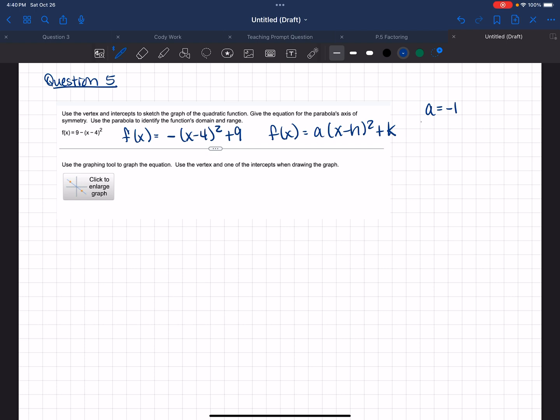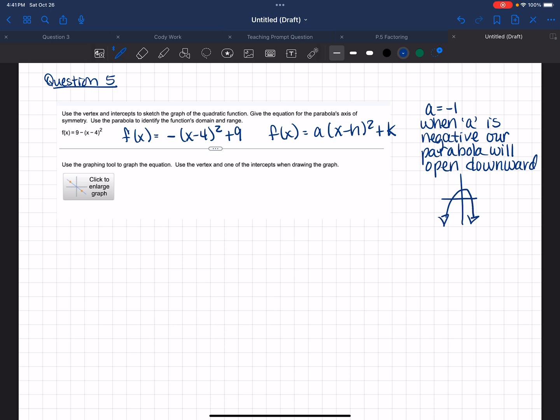And if you'll remember, when a is negative, our parabola will open downward. Okay, so we're going to have some kind of picture that looks similar to this. It's going to open downward because the a is negative.